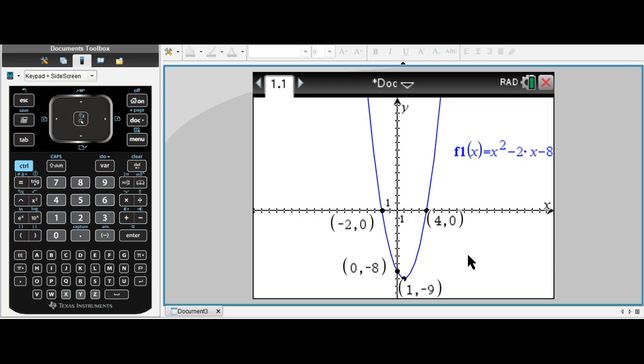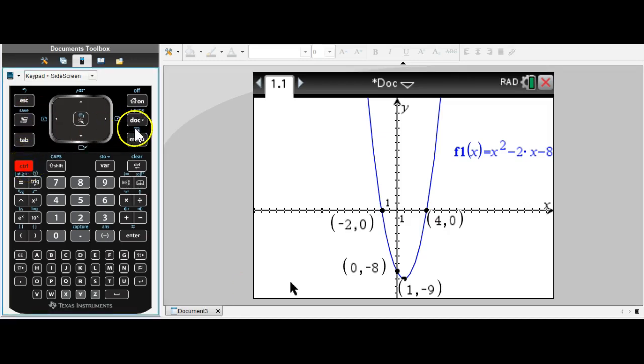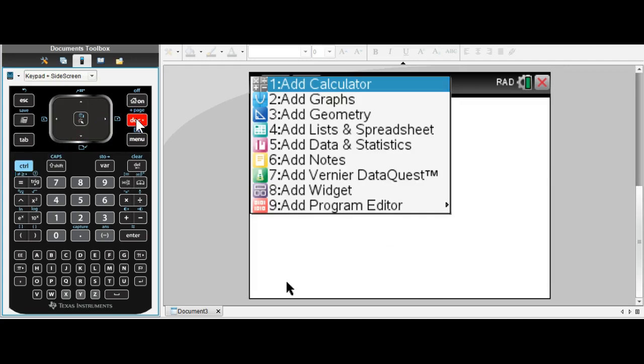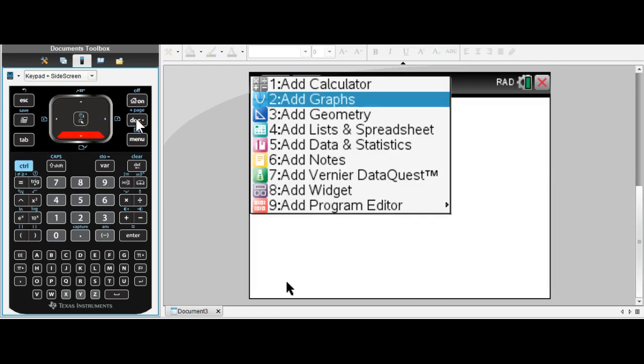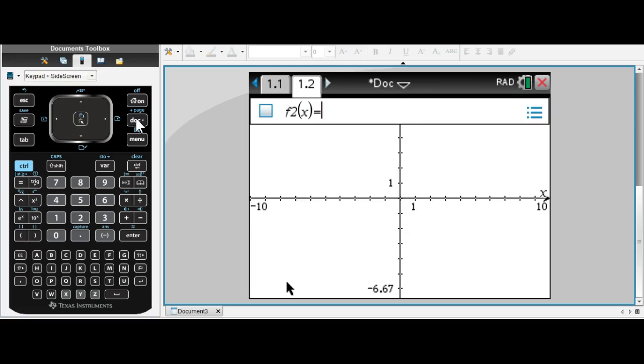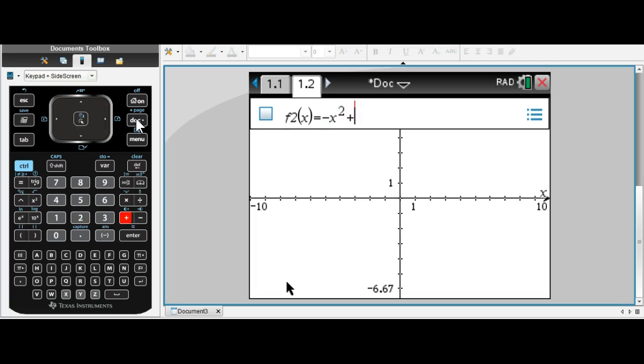Let's have a look at another quadratic function. So I'm just going to start with a new page. So Control DOC should give us a new page. We're going to start with a quadratic graph. This time let's do a negative quadratic, for instance. Say I have negative x squared plus 9, for instance.